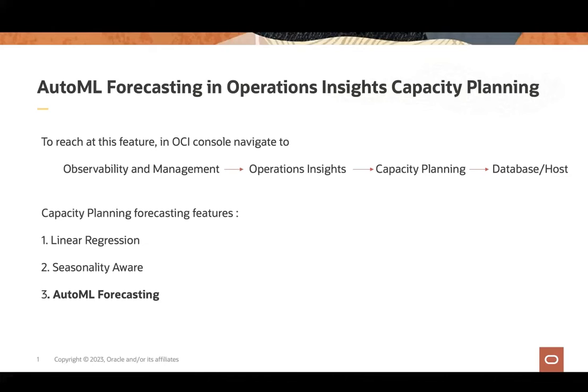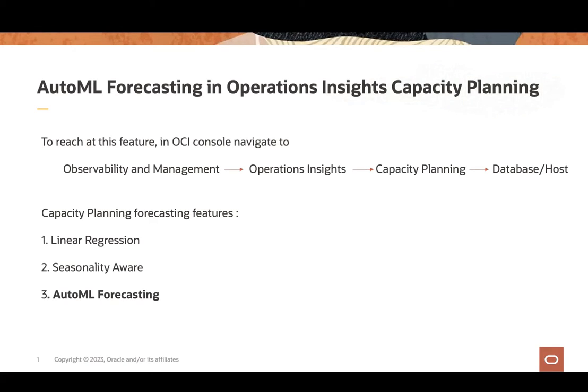Operations Insight Capacity Planning enables you to analyze database and host resource utilization trends. You can also identify capacity requirements and perform capacity planning optimization using its built-in forecasting models like linear regression, seasonality aware, and AutoML forecasting. Operations Insight Demo Mode will be used to review these capabilities.